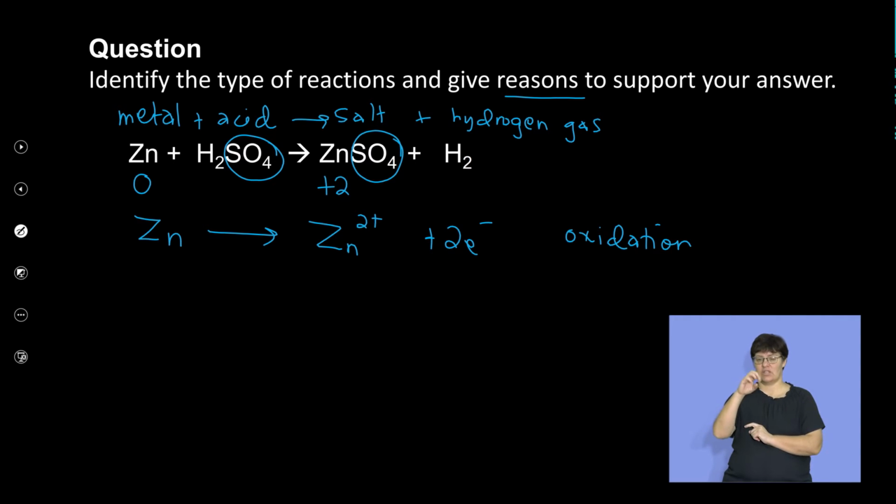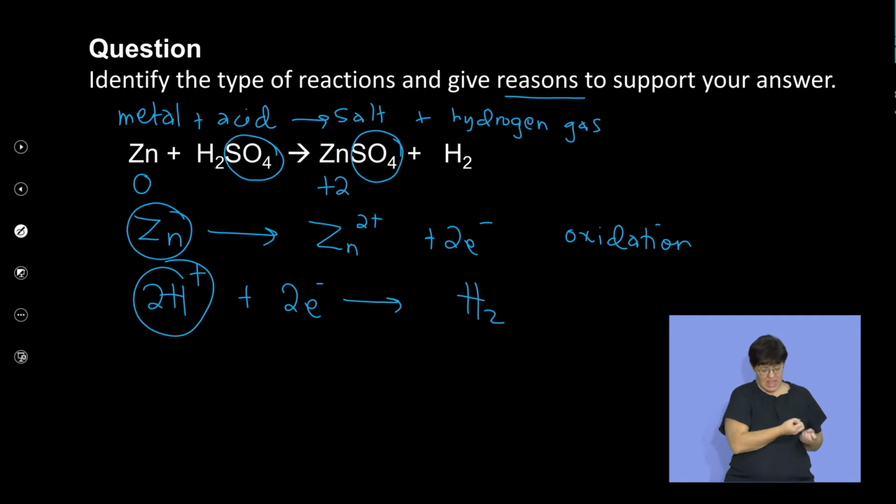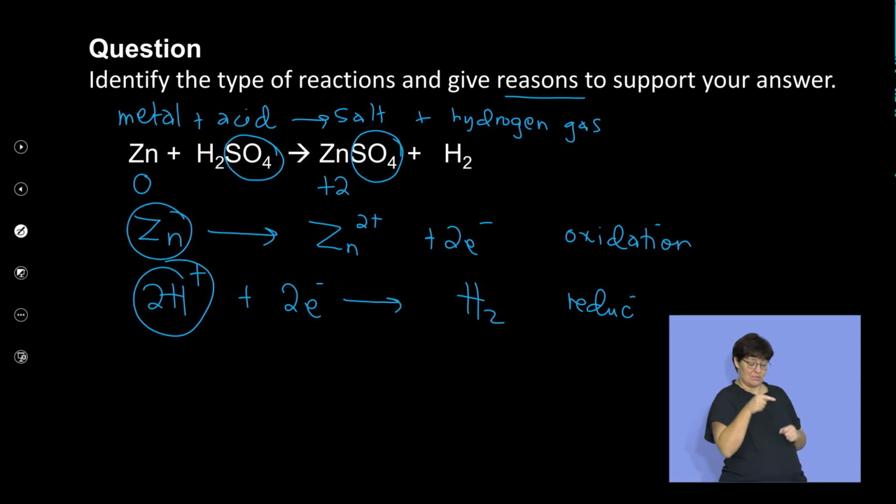We're onto something now. But if we look at hydrogen, in this case, the hydrogen is +1, so it's 2H+, these two of them, plus 2 electrons, because the oxidation number of hydrogen in its molecular form is 0. It means these hydrogen ions gained electrons. What does that give us? It gives us H2. Now, there is a transfer of electrons from zinc to hydrogen ions, right? So this is a reduction half reaction.